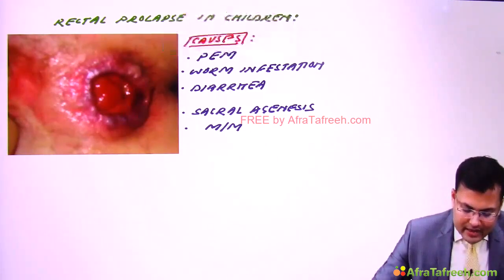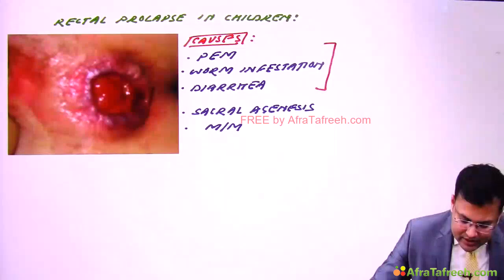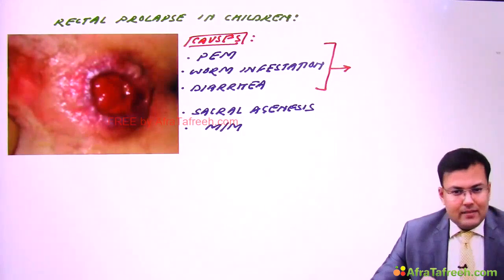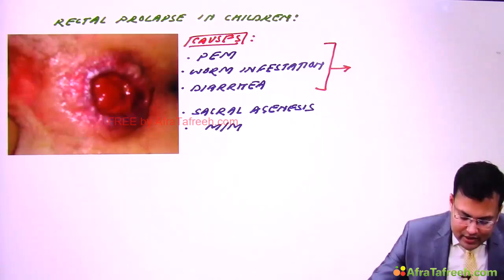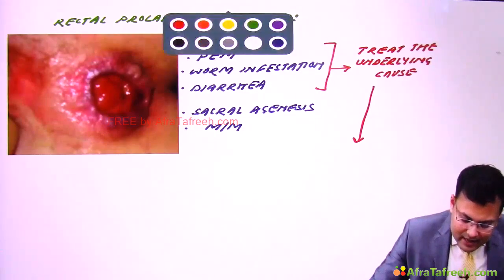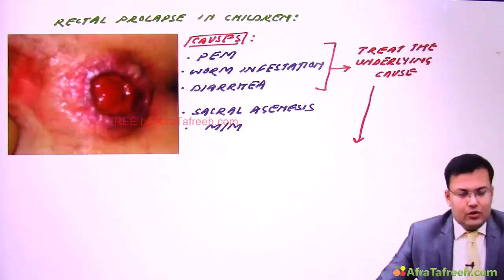How are we going to manage? In the majority of cases, conservative management is sufficient. So if it's because of protein energy malnutrition, worm infestation, diarrhea, treat the underlying cause, and most patients improve. Now imagine if it still persists, even after treating the underlying cause.